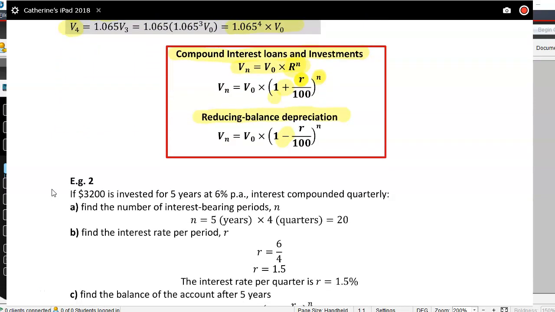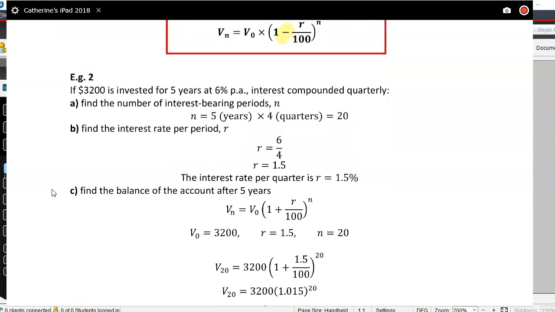So let's look at this second example. I've got $3,200 invested for 5 years at 6% per annum. Interest is compounded quarterly. That means we pay the interest quarterly, 4 times a year, so that's every 3 months. So find the number of interest-bearing periods, n. So 5 years times 4 quarters, 20. So we've had 20 compounding periods over this time.